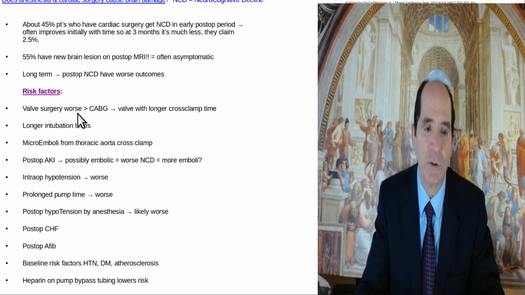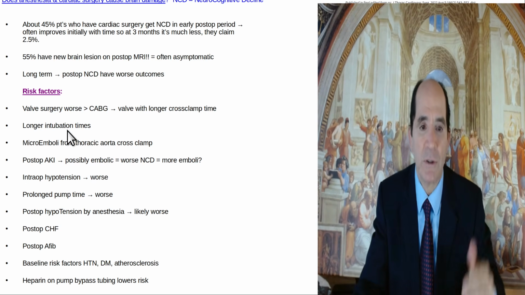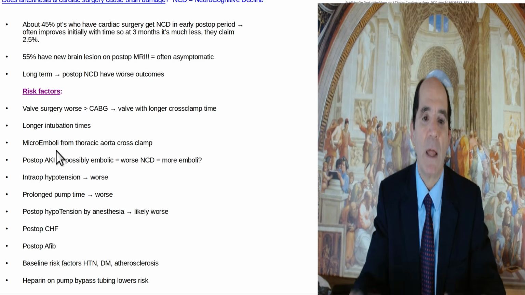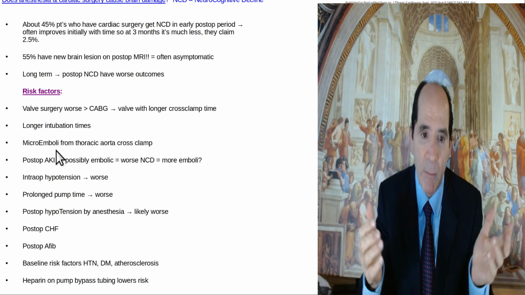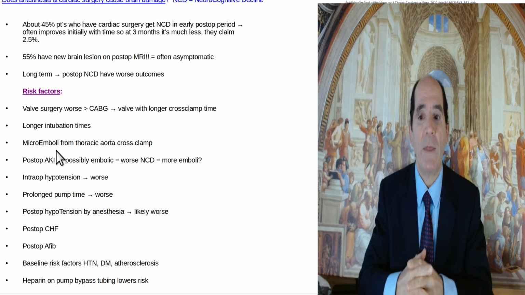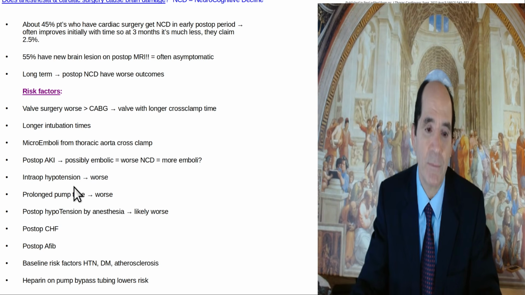If the patient has valve surgery, they're more likely to have a cognitive decline post-op, but it's also because you got longer cross-clamp time. Longer intubation times predict worse cognitive post-op outcomes. Microemboli from when you cross-clamp can be a problem. You can get a microemboli shower down the kidneys as well, and then the kidneys release inflammatory chemicals. That's associated with worse cognitive decline.